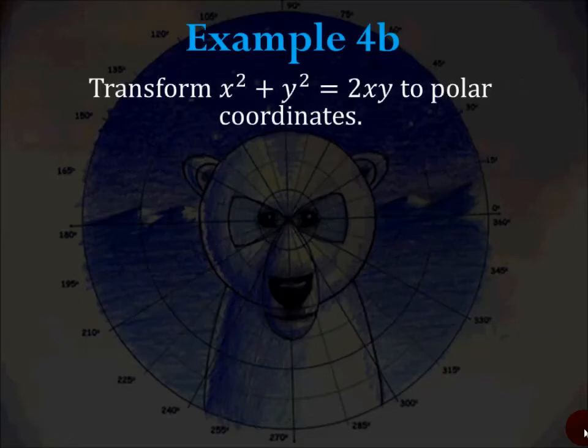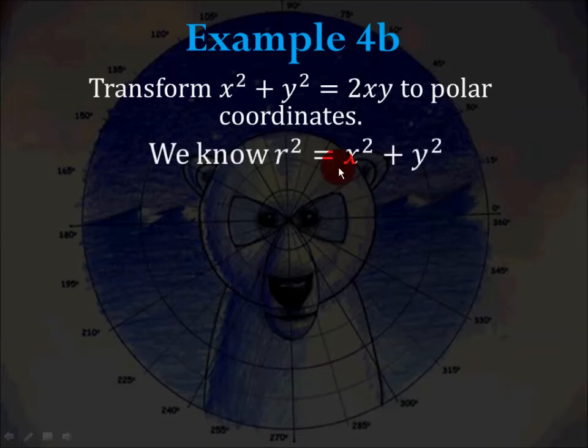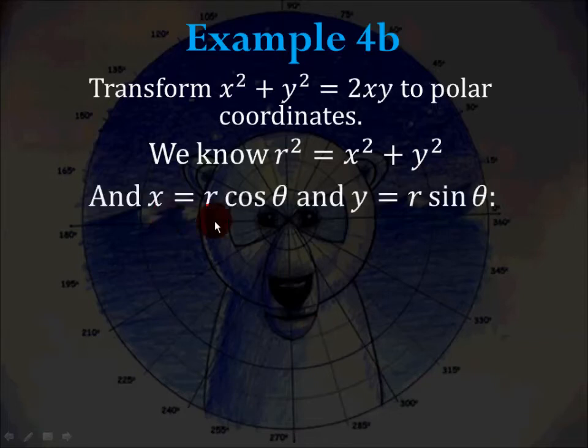Now, for going from rectangular to polar, you're going to use a couple other rules. First of all, you're going to want to look for this x squared plus y squared pattern. You might get a multiple of x squared plus y squared, like 4x squared plus 4y squared. Just remember that r squared is x squared plus y squared. So if you ever see these two together, x squared plus y squared, you're going to think r squared. Also, x is r cosine theta, y is r sine theta. So whenever you see an x, you're going to plug in this. Whenever you see a y, you're going to plug in this.